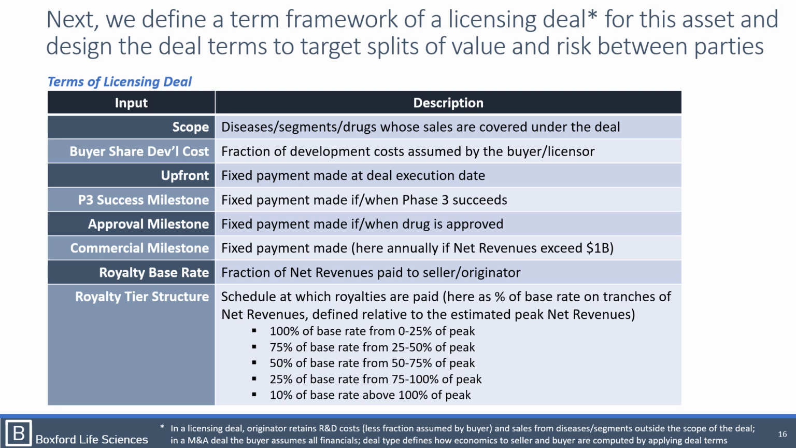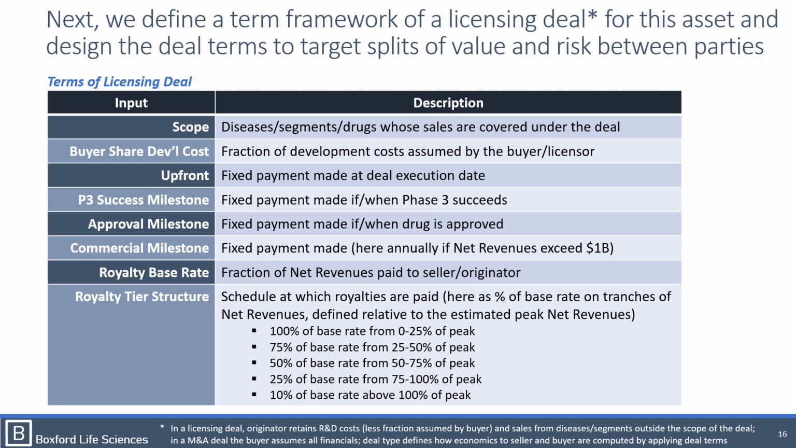In this case, we're just looking at the US in the chronic disease for this one drug, so we're going to cover everything under the scope of the licensing deal. We can say that the buyer assumes a particular share of the development costs, makes a fixed payment as an upfront when deal execution occurs.